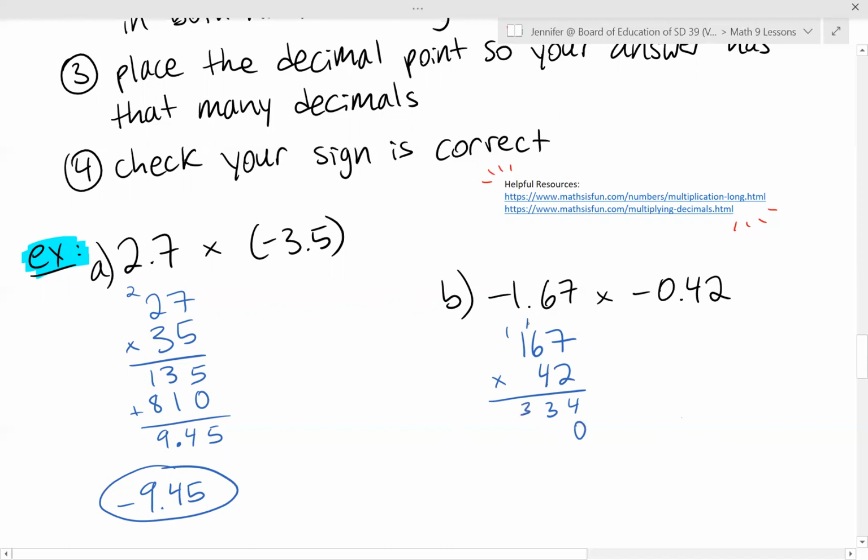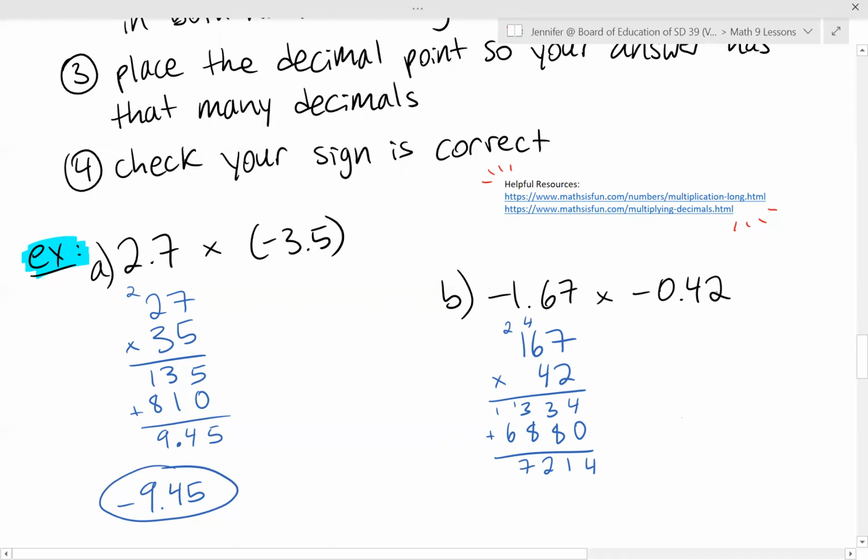Next line, we've got our 0. And then 4 times 7 is 28. Carry this. That's going to give us 24, plus 4 is another 28. And this gives us 4 plus 2 is 6. Then we add these up. So we've got 4, we've got 11, we've got 12, and 7. Then we count how many decimal places originally existed.